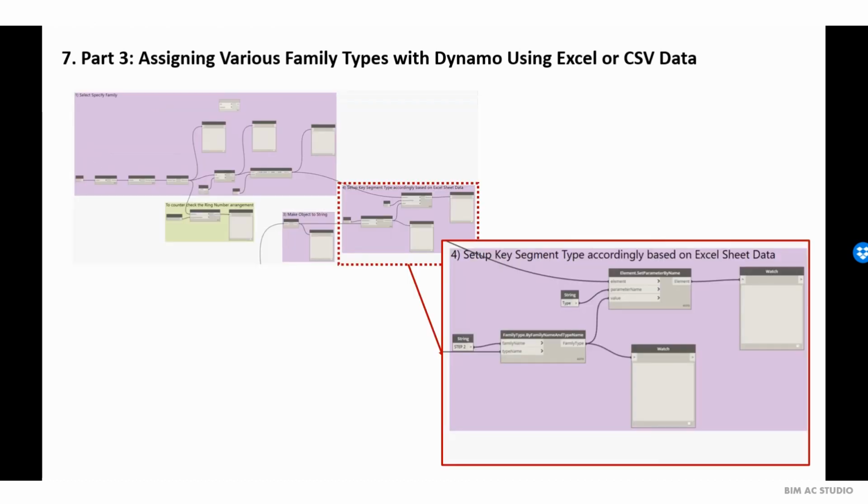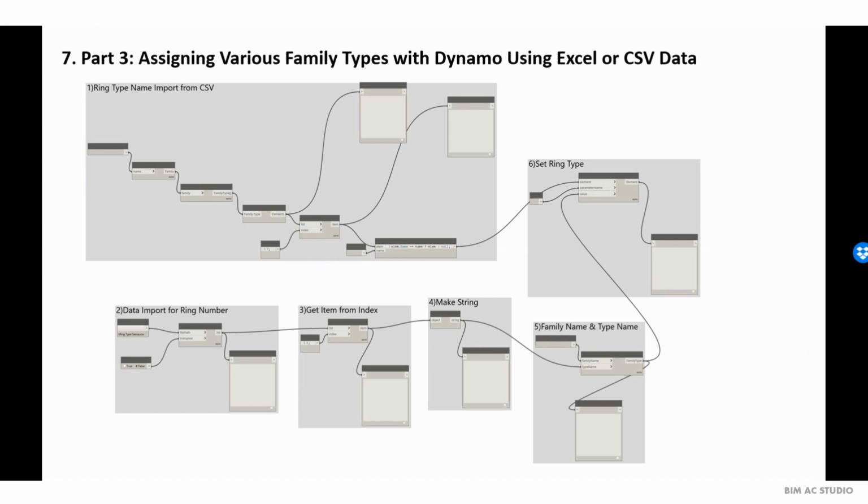And after that, step number 4, you need to set up the key segment type, and you can set it up accordingly based on your Excel datasheet. Alright, so here is the overall view of the Dynamo script if you are using the CSV data. The steps will be step number 1 to step number 6.